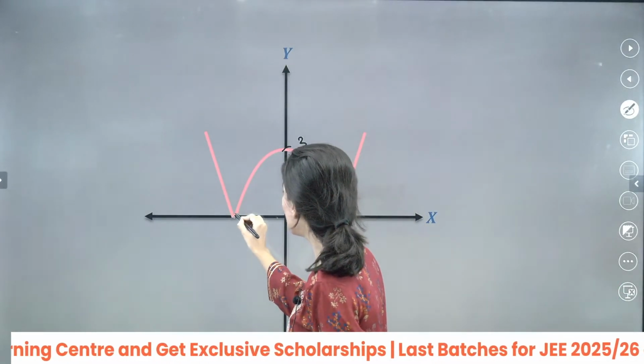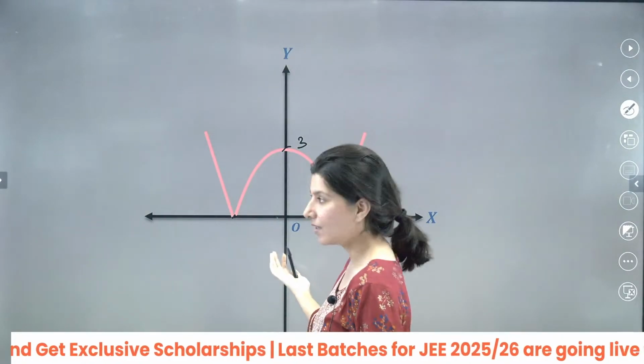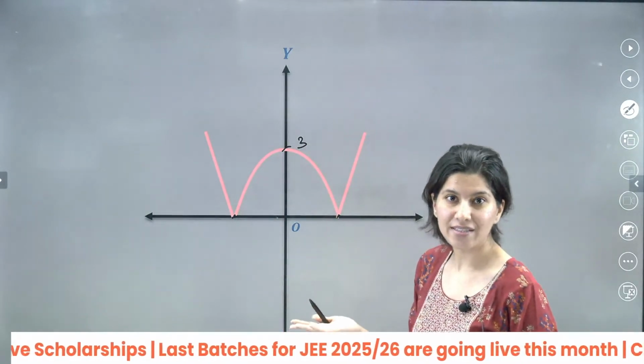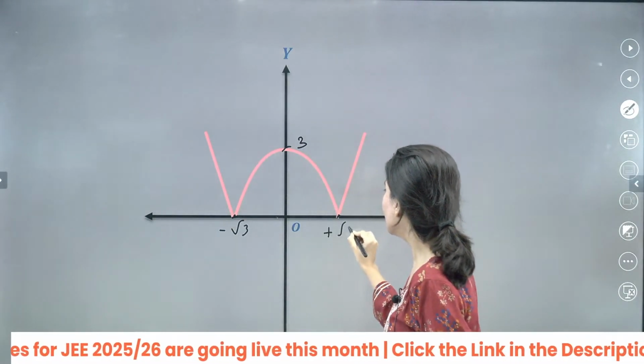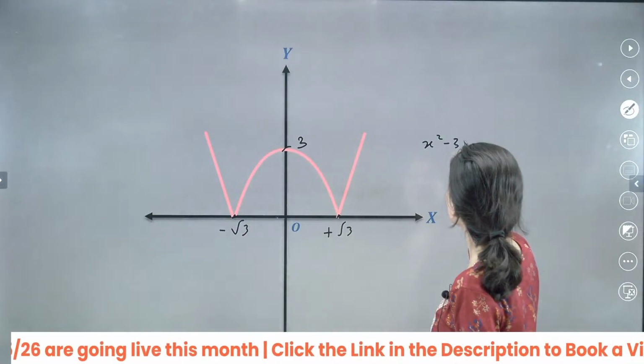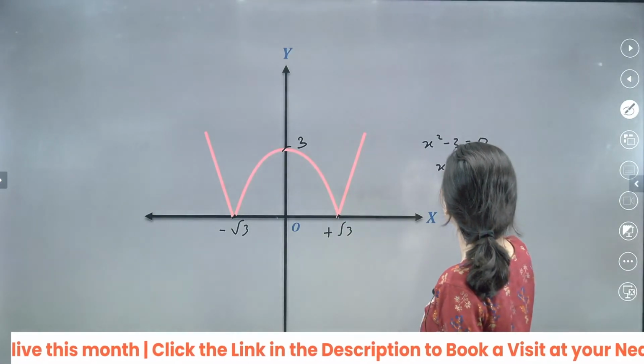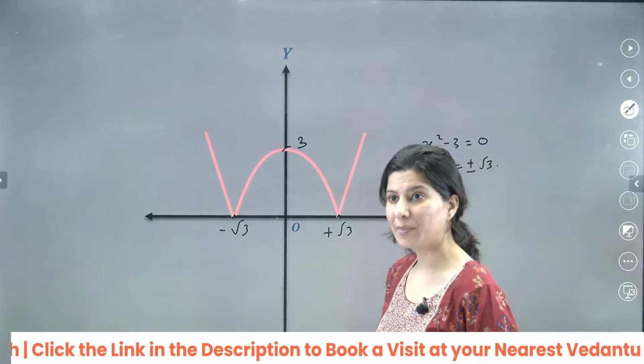And what about these 2 points? These 2 points will remain the same, just like in your x square minus 3. So this is minus root 3 and this is plus root 3, right? Because x square minus 3 becomes 0 at what point? Plus minus root 3.